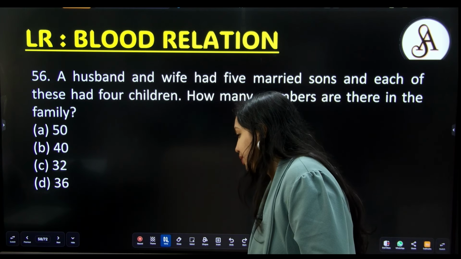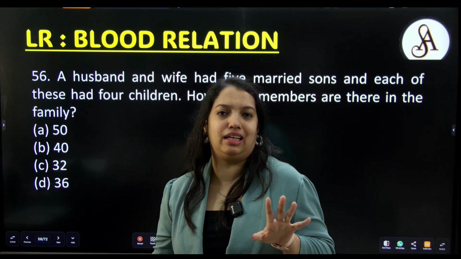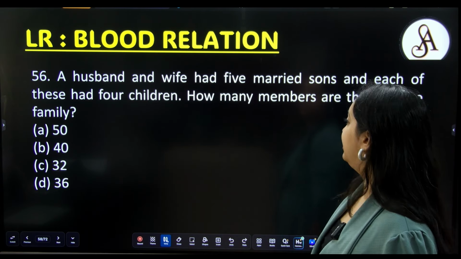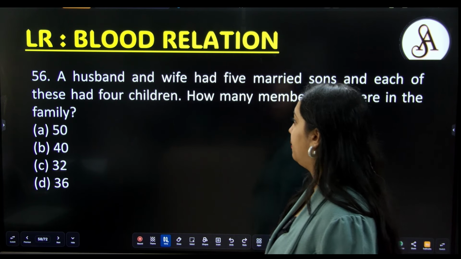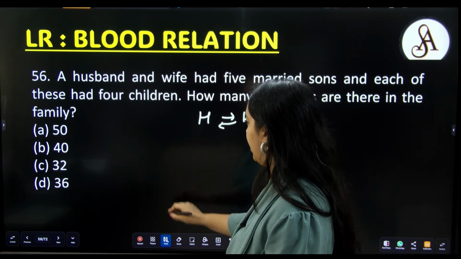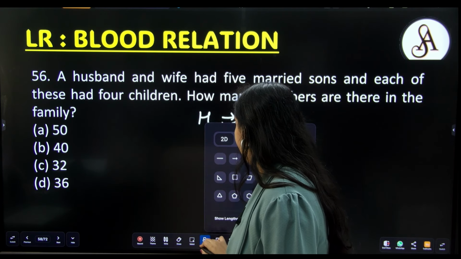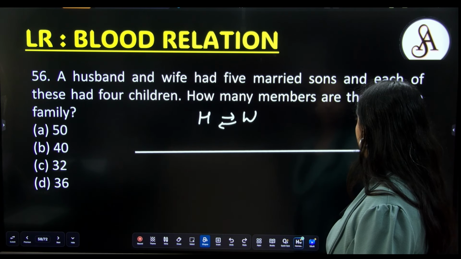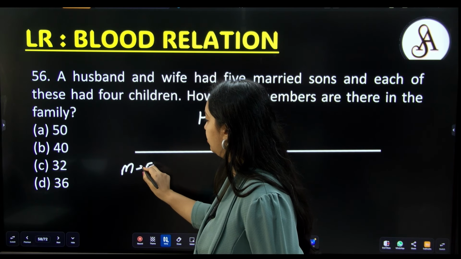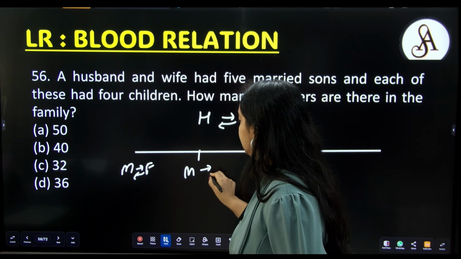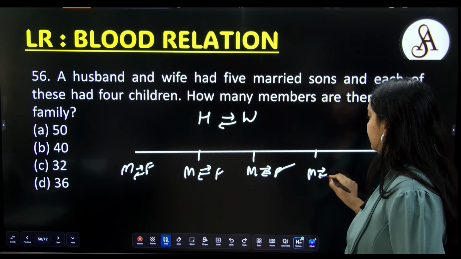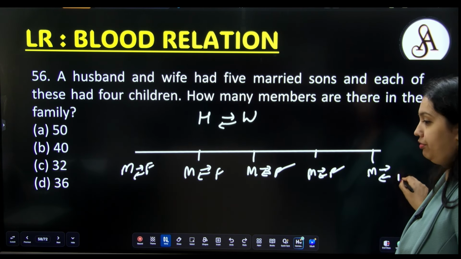Next, blood relation question. You know, this is the chapter which students generally don't like in entire. The husband and wife have 5 married sons and each of them have 4 children. We'll take husband, wife, they are married to each other, male and female, and they have 5 married sons. Let's start. This married son 1, son 2, male, female. This is second son. This is third son and his wife, fourth son and his wife, fifth son and his wife.